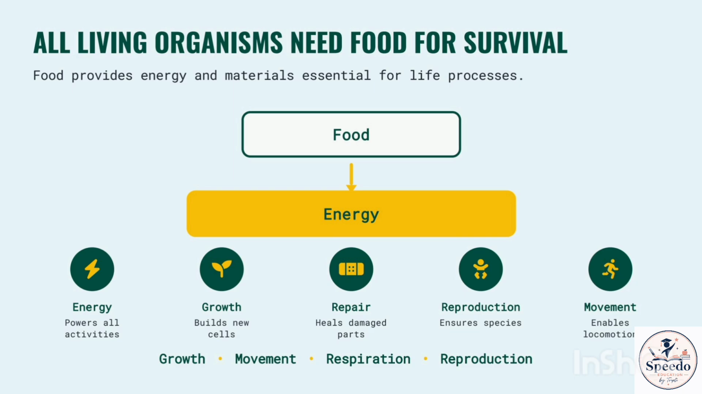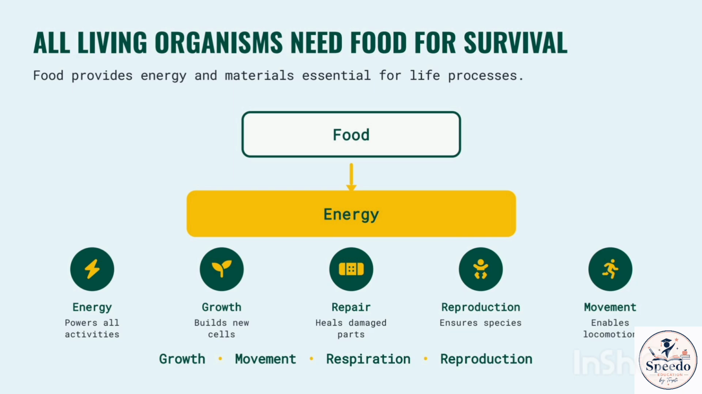This energy helps organisms move, grow, repair damaged cells and tissues, reproduce, respond to their surroundings, and maintain normal body functions such as respiration, circulation, and digestion. For example, when you walk, run, play, or even think, your body uses energy obtained from food. Similarly, animals need food to search for shelter, escape from predators, and care for their young.